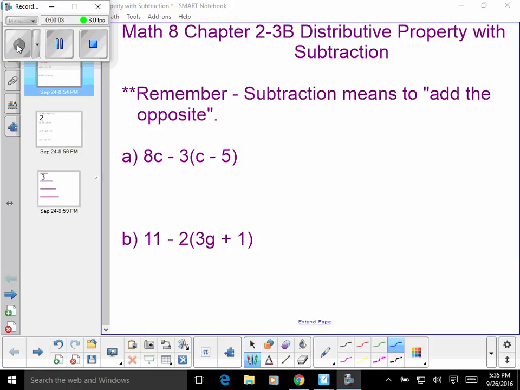Okay, class, this lesson is Chapter 2.3b, the distributive property with subtraction. You'll notice that I've even put a double asterisk here. Remember that subtraction means to add the opposite. A lesson or two ago, I told you it's usually very helpful to change subtraction to add the opposites. You certainly want to do that whenever you're working with a distributive property like this.